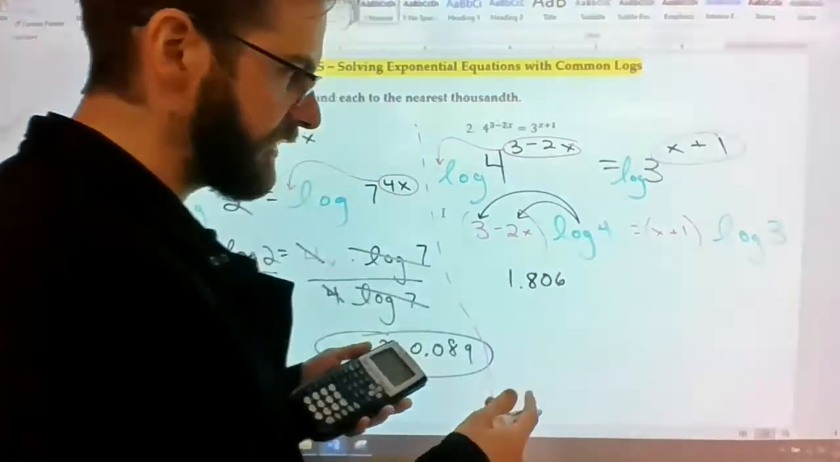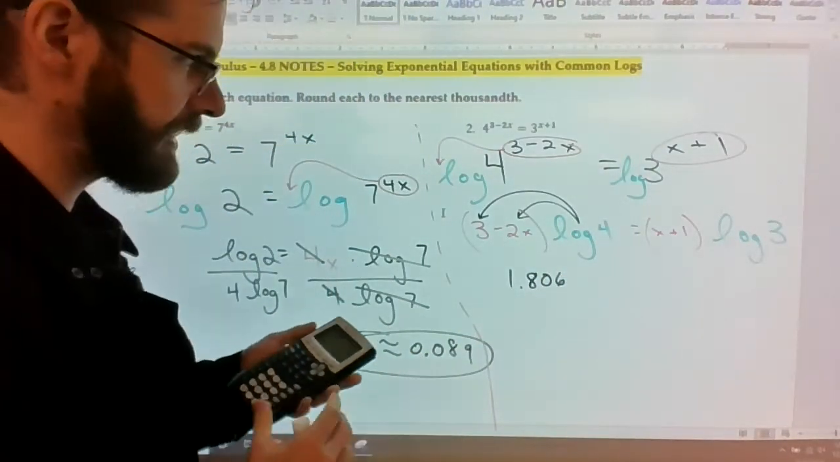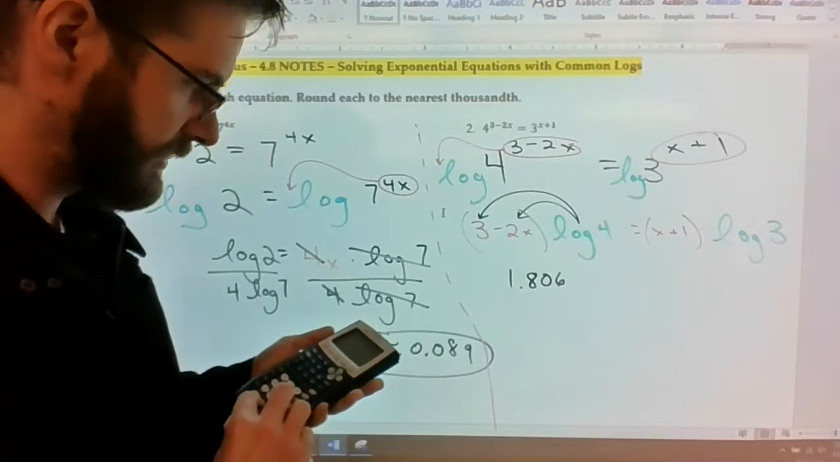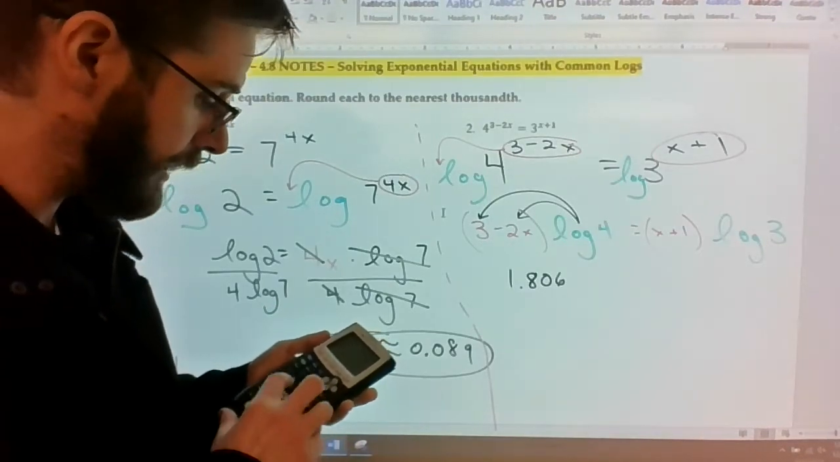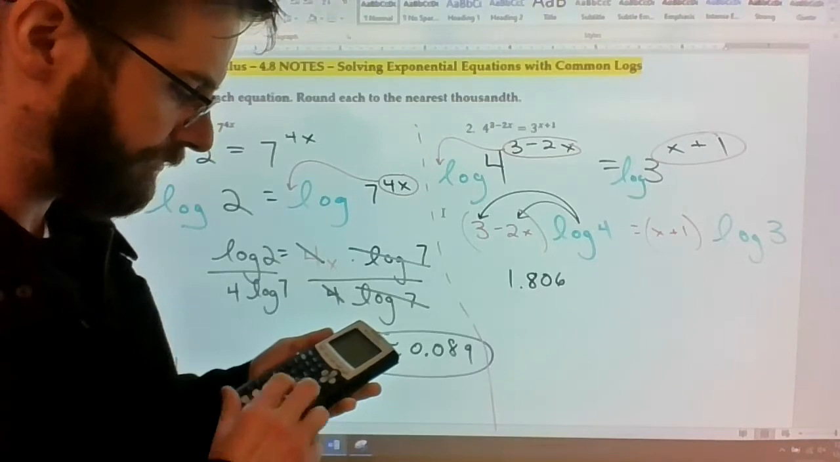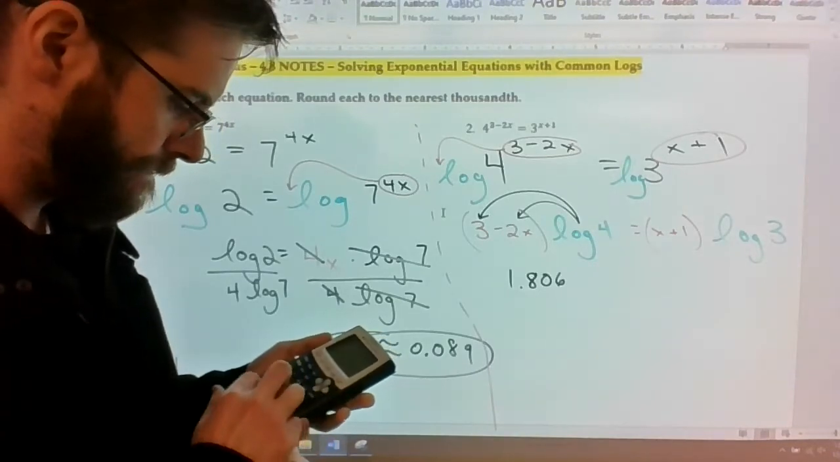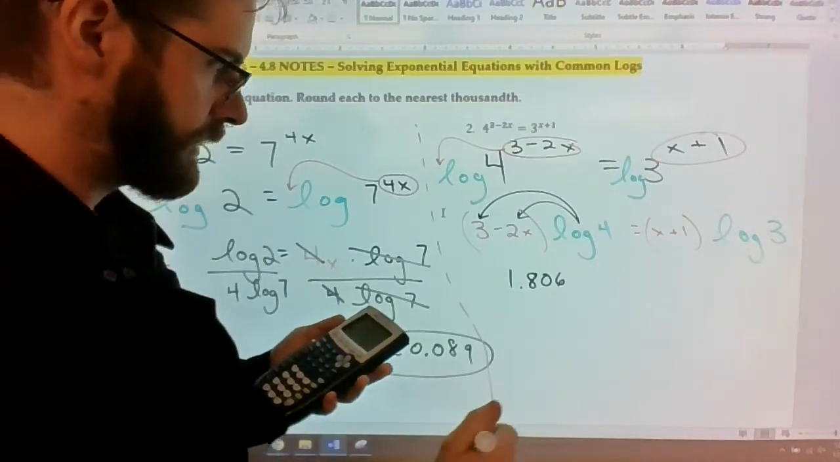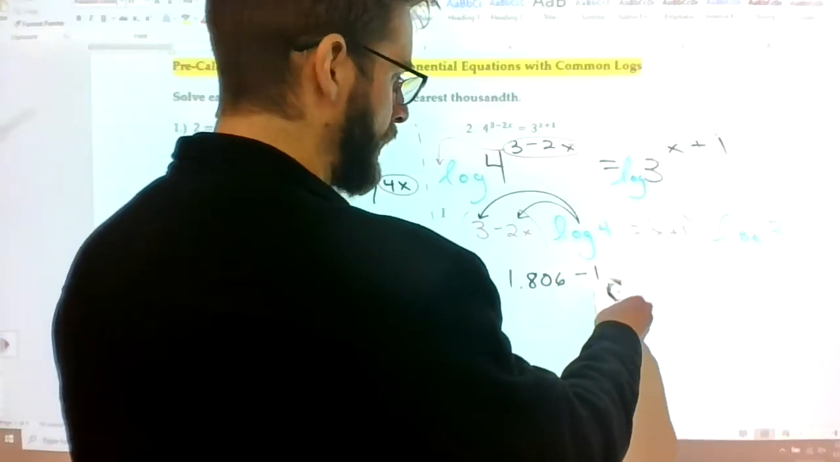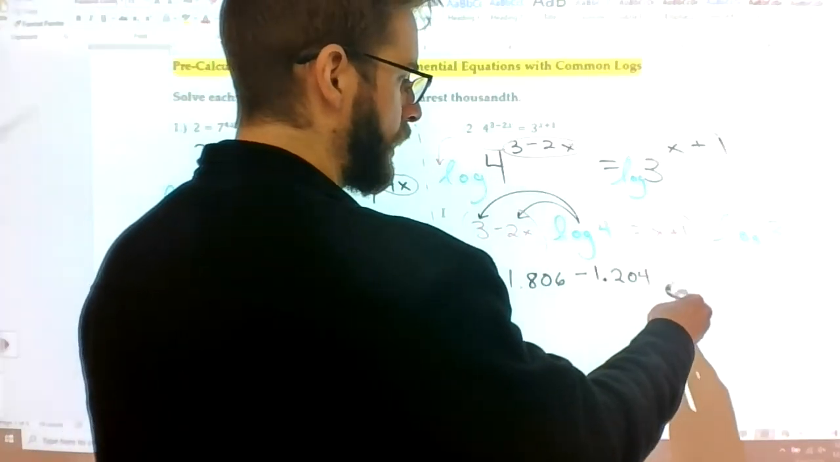Just round everything to the nearest thousandth, 3 decimal spots after the decimal. And then take negative 2 times the log base 10 of 4, and you get minus 1.204x.